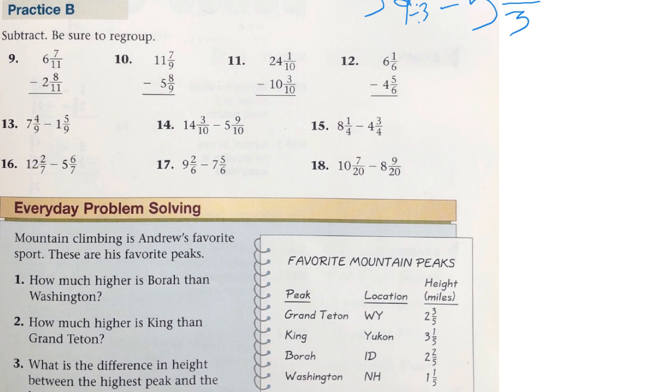So practice B, practice regrouping where needed. Let's look at 12. So we have 1/6, take away 5/6, and the whole numbers are 6 and 4. But we can't take the 5 away from 1, so we need to regroup. So I'm going to regroup by taking 1 whole from 6, and now it becomes 5. And I'm going to give 6/6 to the 1/6, and that would give us 7/6.